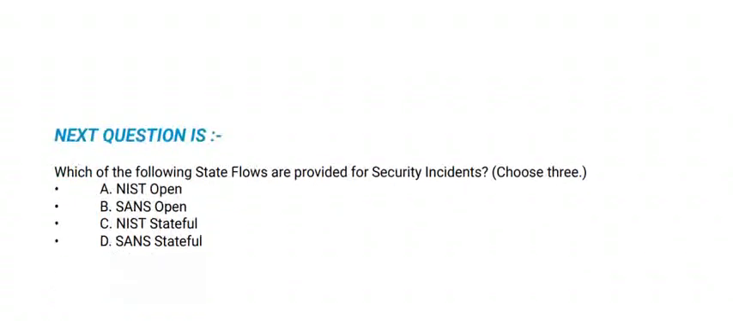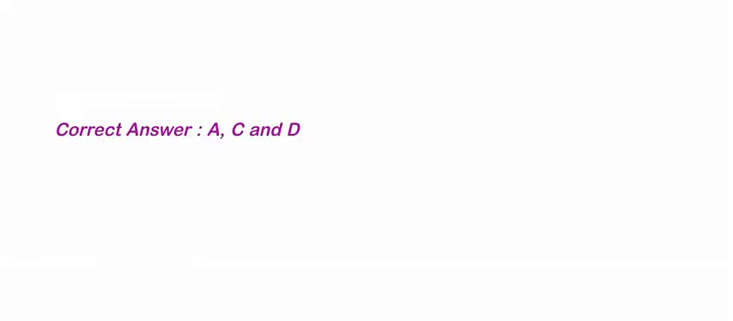Next question is, which of the following state flows are provided for security incidents? Choose three options. And the options are option A, NIST open, option B, SANS open, option C, NIST stateful, and option D, SANS stateful. The correct option is option A, C, and D.